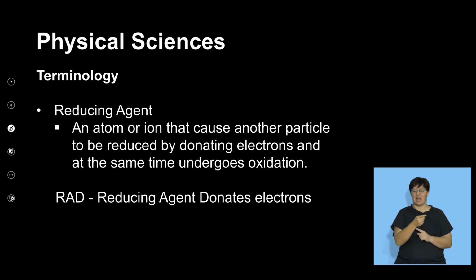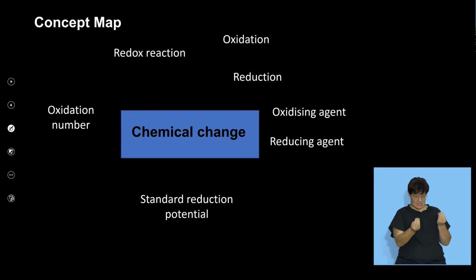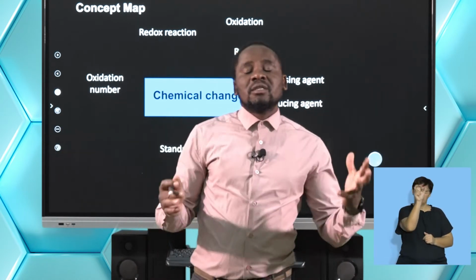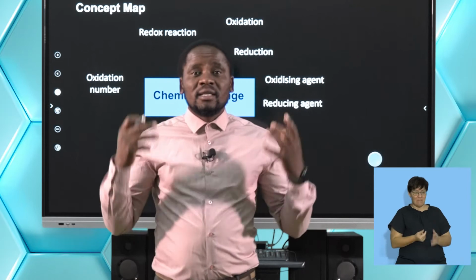And then the reducing agent donates electrons. So the equivalent of that would be RAD. So both of these are substances. All right, so this is the main idea as far as this is concerned. Terminology plays a very, very critical role in understanding redox reactions.